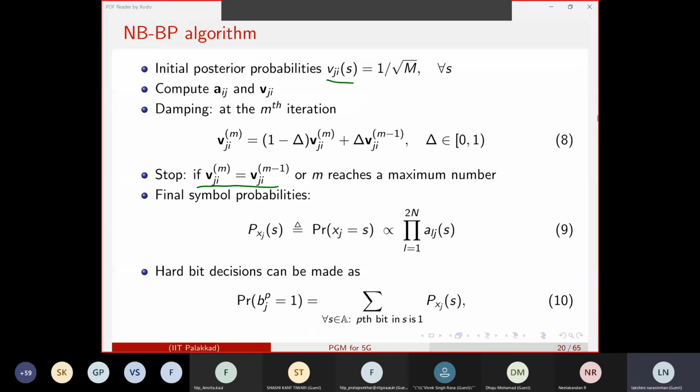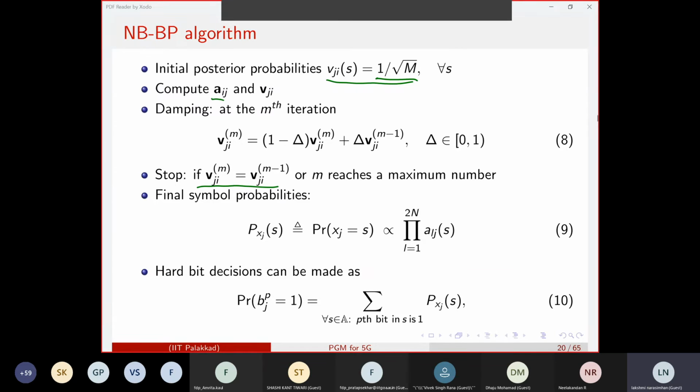So to summarize, this is the algorithm. Initialize the variable node probabilities. Always remember the variable nodes should be initialized to something. So the sum product algorithm said initialize to 1. And this initialization varies from problem to problem. In all our problems, we'll initialize it to the uniform distribution. In this case, this is the uniform distribution.